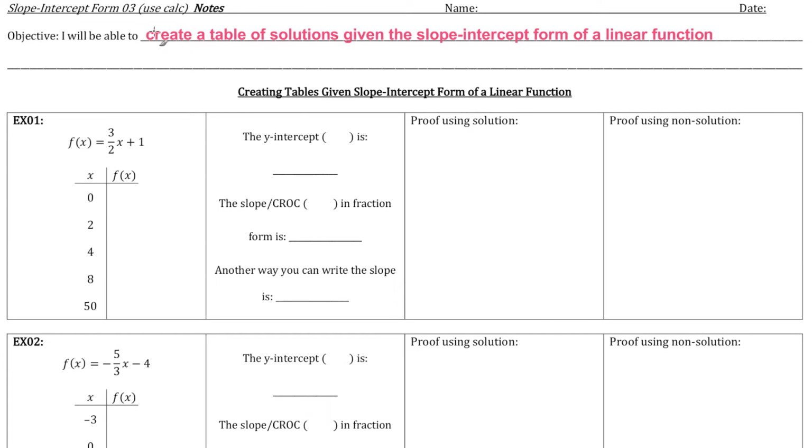All right, so in this lesson, we are going to create a table of solutions given the slope-intercept form of a linear function. So remember that slope-intercept form is y equals mx plus b, where m is your slope, also known as your constant rate of change, and b is your y-intercept.